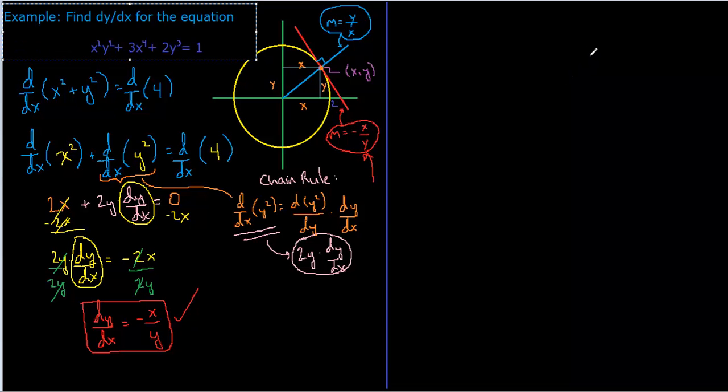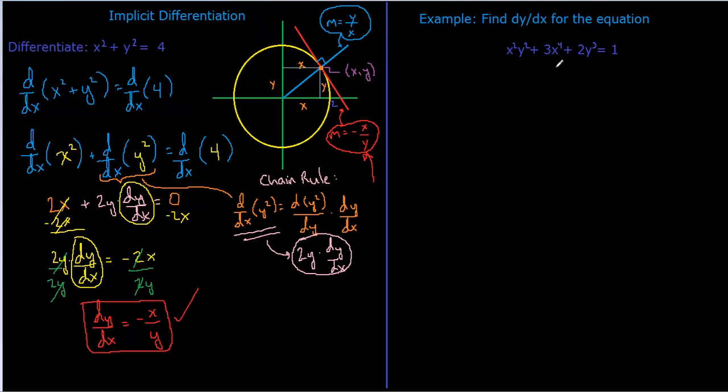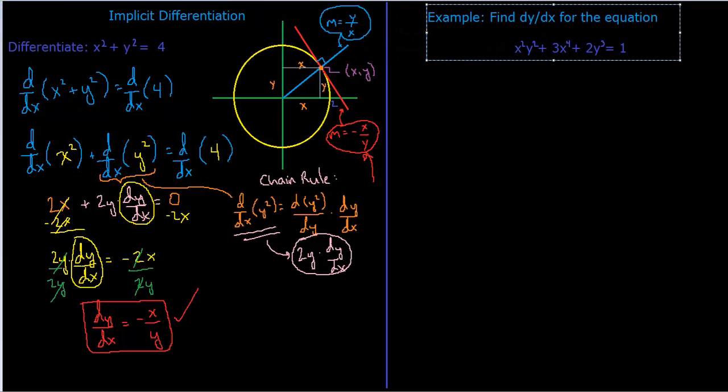So let's take a look at one quick example, or another example, say. The derivative of y with respect to x, or the dy/dx, for the equation x squared y squared plus 3x to the fourth plus 2y cubed equals 1. So we apply the d/dx to both sides.